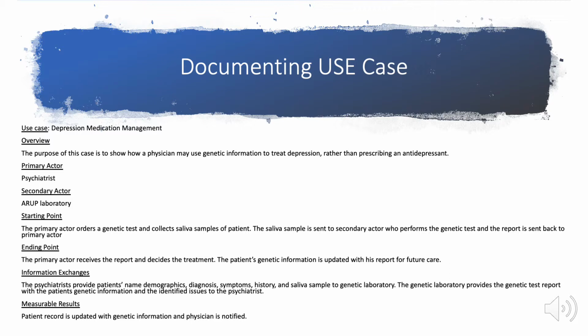The information exchanges began with the psychiatrist providing the patient's name, demographics, diagnosis, symptoms, history, and saliva sample to the genetic laboratory. The genetic laboratory provides the genetic test report with the patient's genetic information and the identified issues to the psychiatrist. The measurable results are represented by this genetic information that is updated to the EMR, and the physician is notified for further analysis.